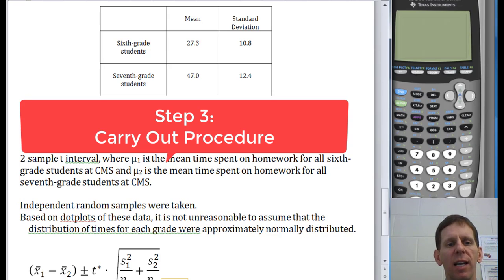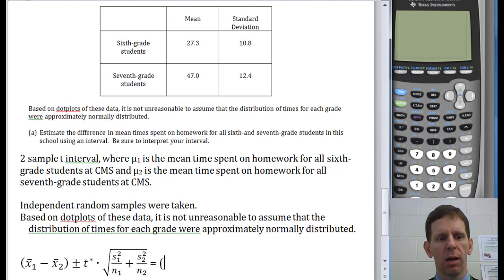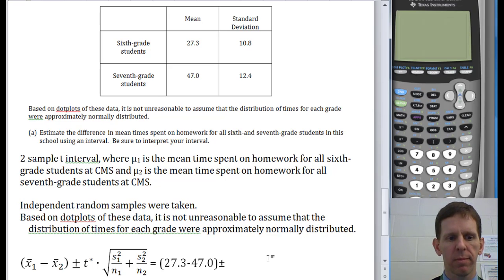our numbers. Now, since mu1 was for 6th graders and mu2 was for 7th graders, let's make sure that x bar 1 is for the 6th graders, x bar 2 is for the 7th graders. And we're going to use the standard deviation for the 6th graders as S1, and the standard deviation for the 7th graders as S2. So we're just going to start plugging in numbers from this chart here. Our two means are 27.3 and 47. We have our plus or minus.